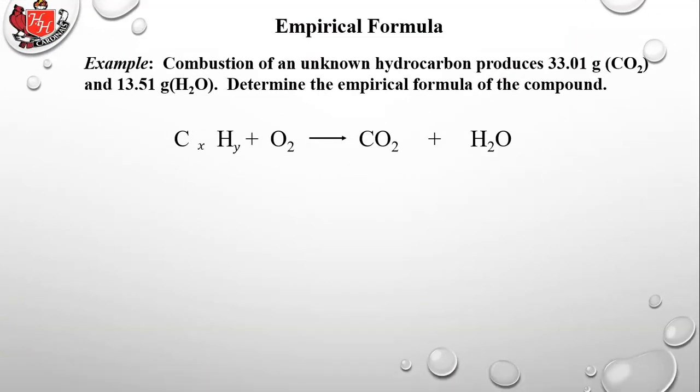Okay, so combustion of an unknown hydrocarbon produces 33.01 grams of carbon dioxide and 13.51 grams of water. Determine the empirical formula for the compound. So there again is another combustion reaction. Looks exactly like the one in the previous example. Okay, so we're going to start off with the carbon dioxide to try to figure out the number of moles of carbon. So we start off with 33.01 grams of CO2.